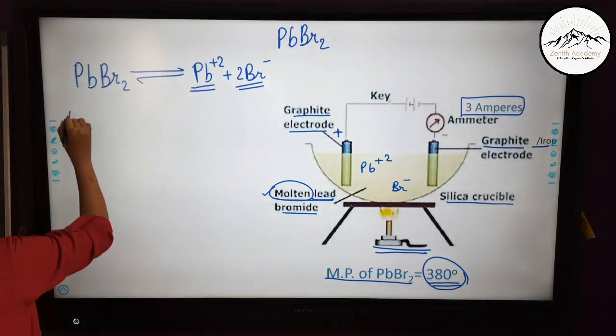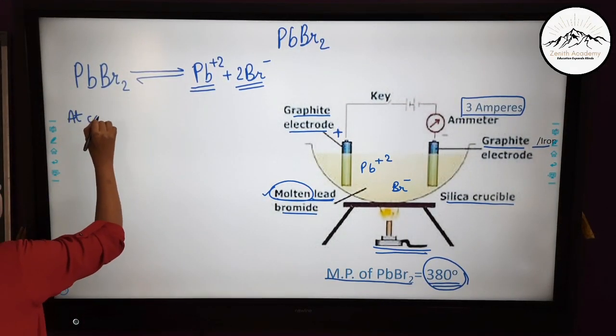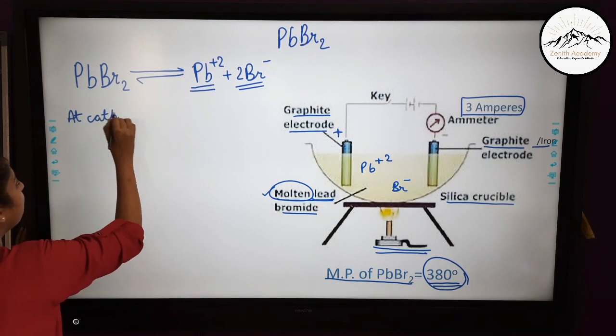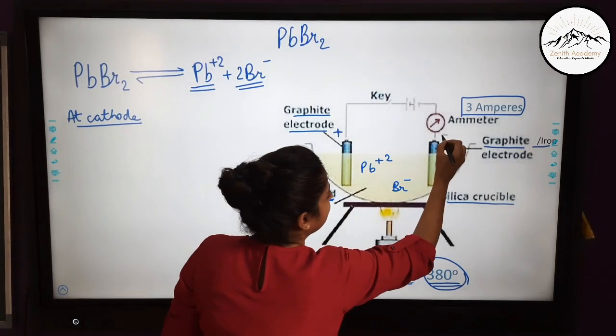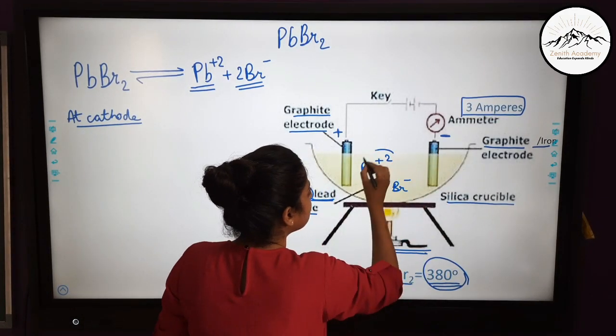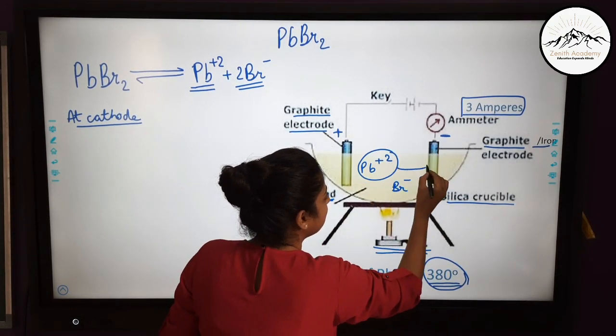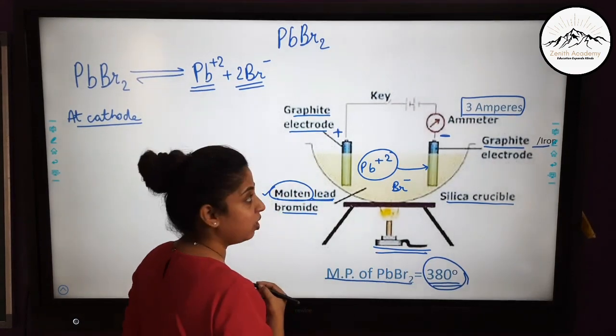Now what happens at the cathode? Now children, you know the cathode is a negative electrode. So this is a negative electrode. So what will go towards the negative electrode? The positive ions will move towards the negative electrode.